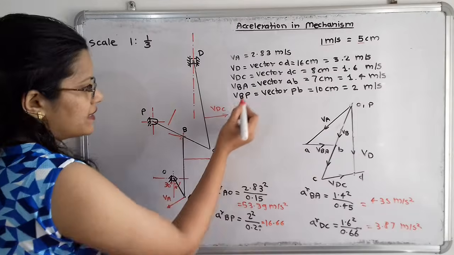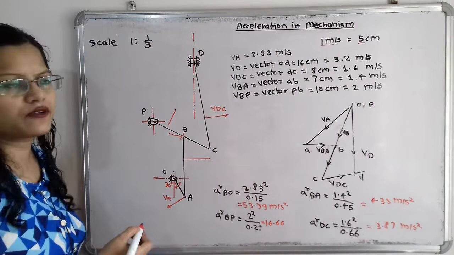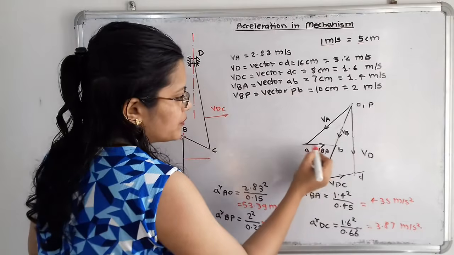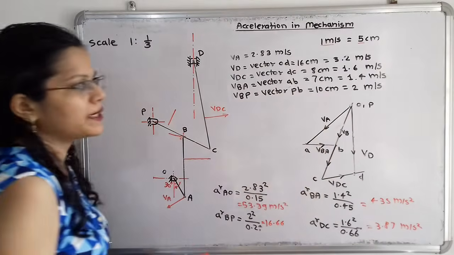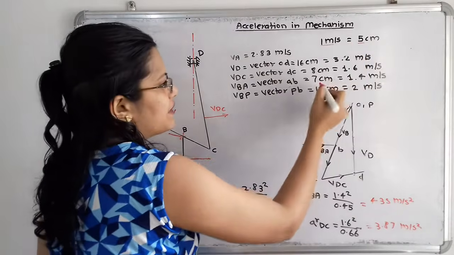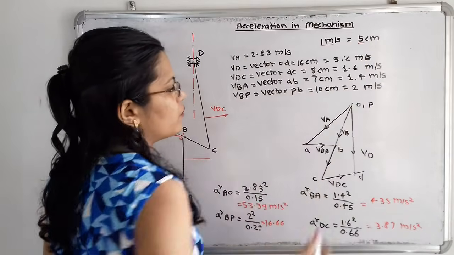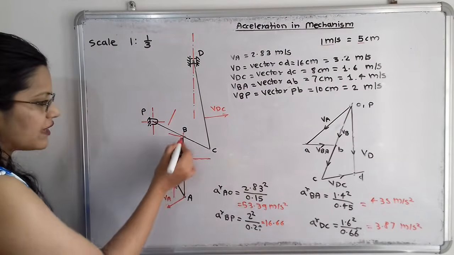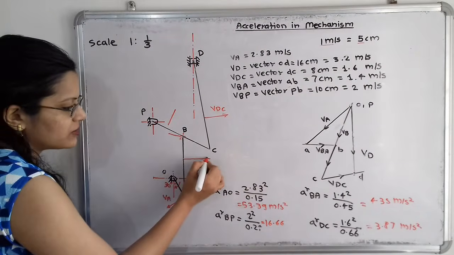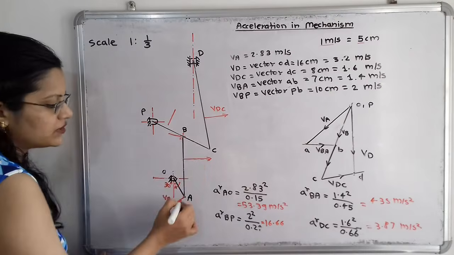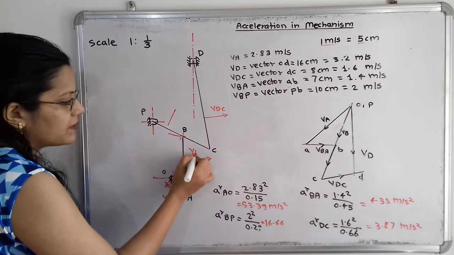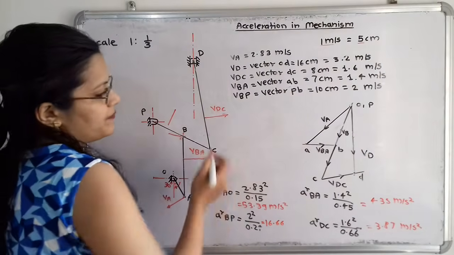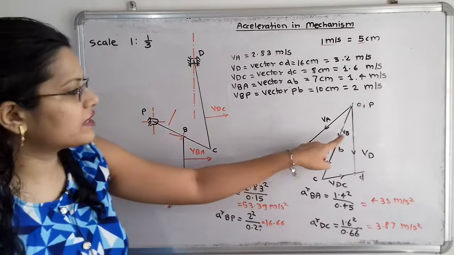Then VBA, that is the velocity of B with respect to A. For that we have to measure the vector A to B. This vector is 7 centimeter. As per the scale, 7 divided by 5, that is 1.4 meter per second. Again I have to show an arrow for this vector A to B. The direction is perpendicular to AB, and I will say VBA.